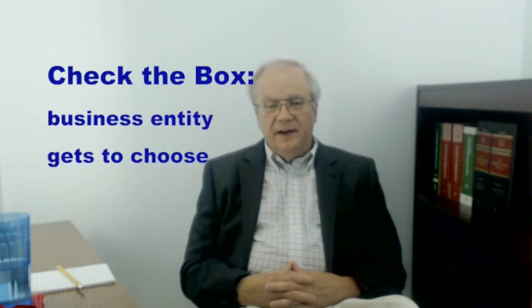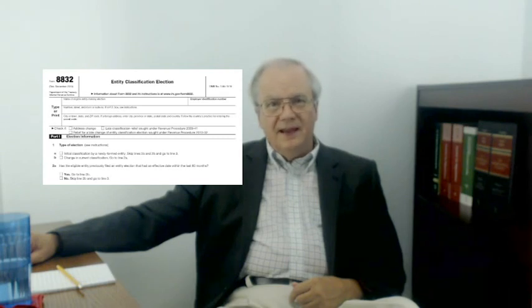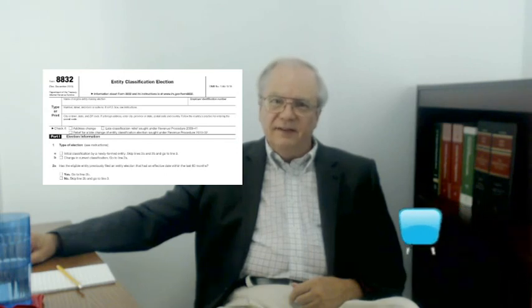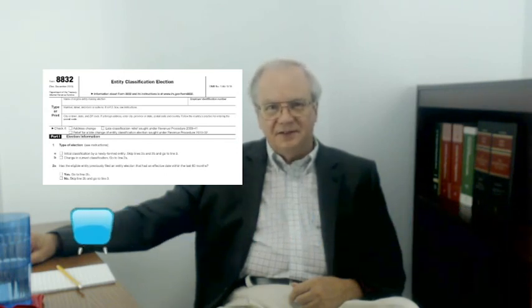An LLC, or any business entity, gets to choose. The check-the-box rules don't allow a U.S. corporation to choose, and don't allow a foreign corporation of a type that could be publicly traded to choose. Those entities are treated per se as corporations. Everybody else gets to choose. The election is made on IRS Form 8832 by checking a box. Here's a link to another video on how to make the check-the-box election.